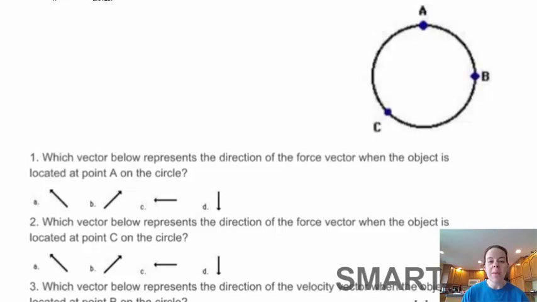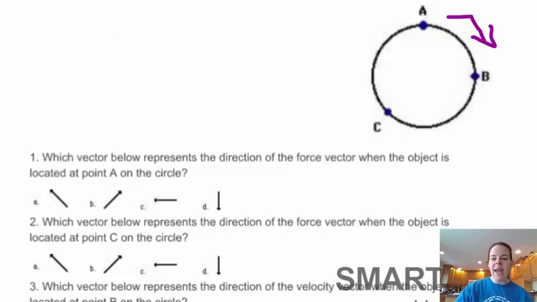So the first thing you want to think about is the direction that it's moving. In the previous page, it says that it's moving clockwise. So if we think of it moving clockwise, that would be in this direction. So if we're moving clockwise, the object is moving in that direction. And so which vector represents the direction of the force when the object is located at point A?